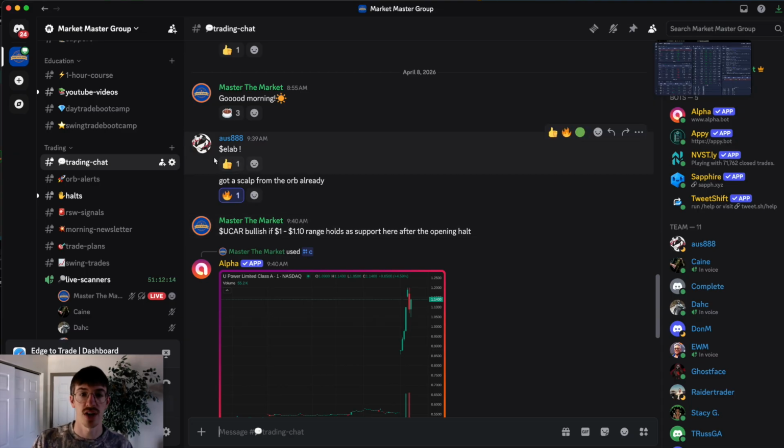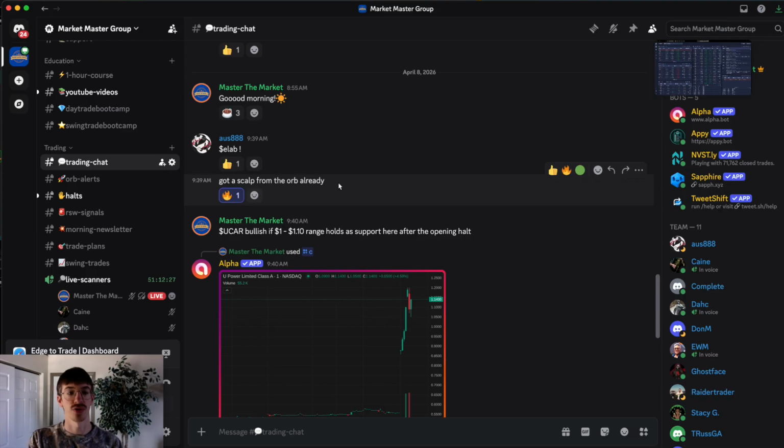I want to give a quick shout out to AUS888 here in the Market Master group. He was able to actually secure a profit from this ELAB opening range breakout. So kudos to you. It's great to see our traders getting into these breakouts very quickly and being able to secure profits even when I'm failing to do so myself sometimes.